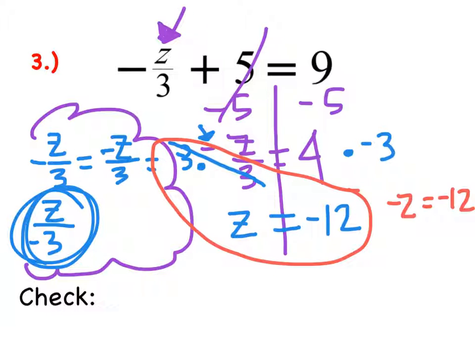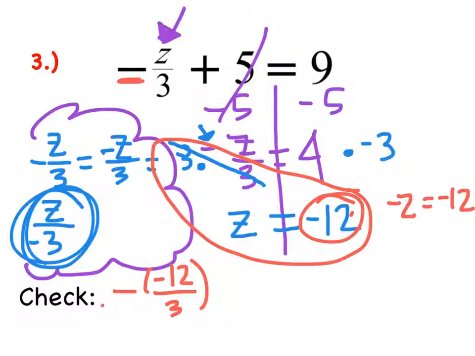Let's do the check. So we have negative, and then our answer, negative 12 over 3. Note that my answer was negative and the original problem had a negative, so that's why I have 2 different negative signs here in the check. And honestly, this is the part where we can make a lot of big mistakes, if it has a negative and then you're plugging in a negative number. Then we have our plus 5, and we want to see if that equals 9. So we type it into our calculator, and we get 9 for our answer on both sides. So that's how we know that negative 12 is the correct answer.